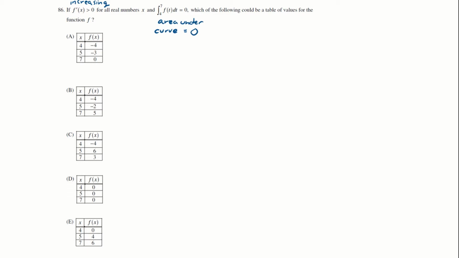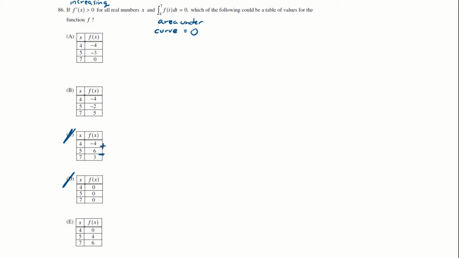That means as x increases, the y values also have to increase. That holds true for table A. That holds true for table B. That does not hold true for C because here it's increasing, but then it's decreasing from 6 to 3. D does not hold true. Those values are staying constant, neither increasing nor decreasing.